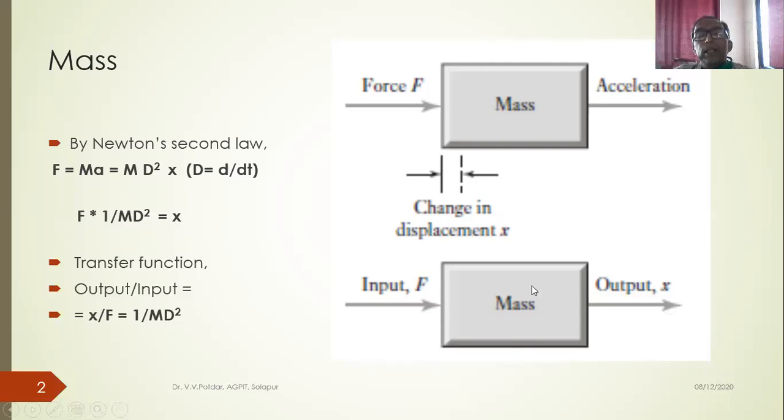So, how to read this block diagram? Inside the block, I have 1 by m D squared. I start from the left. F into this 1 by m D squared is equal to x. The transfer function, what is it? It is the ratio of output by input. The output is x, the input is F. So the transfer function, which is output by input, is x by F, that is equal to 1 by m D squared. So the transfer function for the mass is 1 by m D squared.